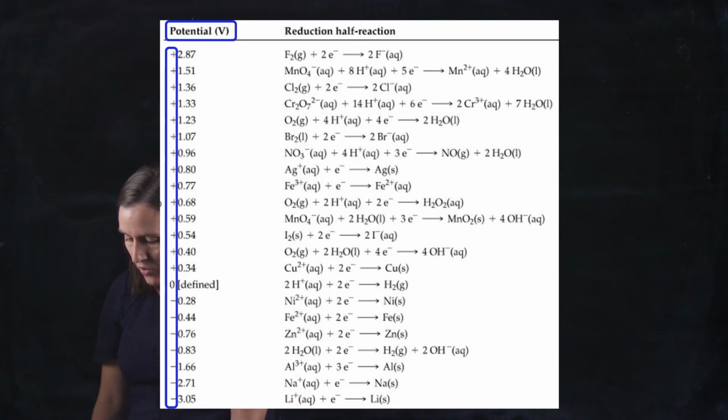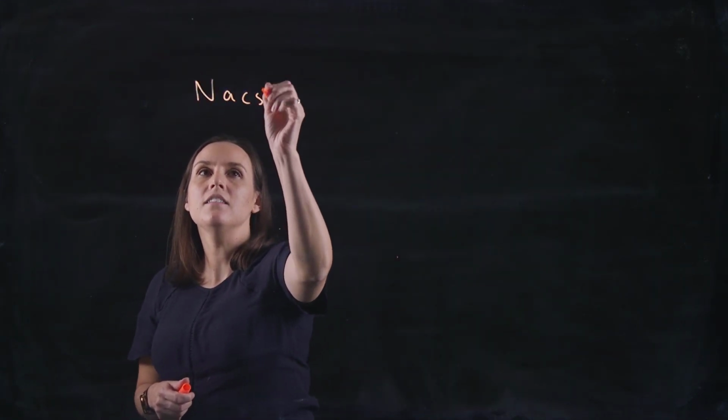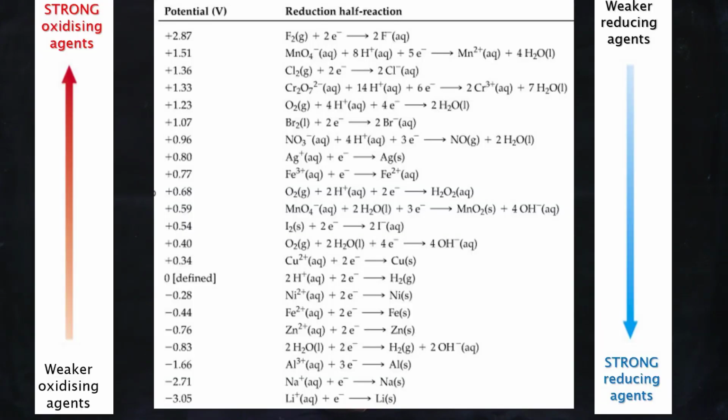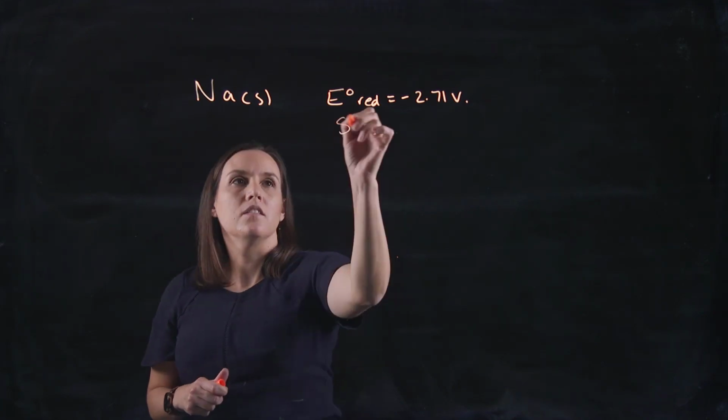Okay, so if we look firstly at Na(s), which is our first example. Looking at the table, it's a strong reductant and it's on the right, and the E naught of the reduction equals minus 2.71 volts. Okay, so that's a strong reductant.